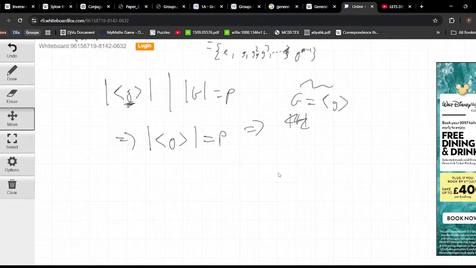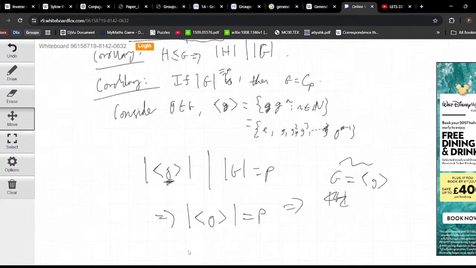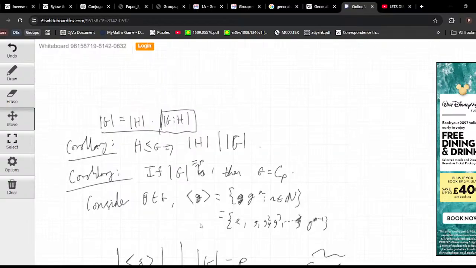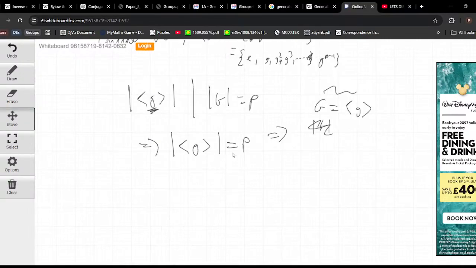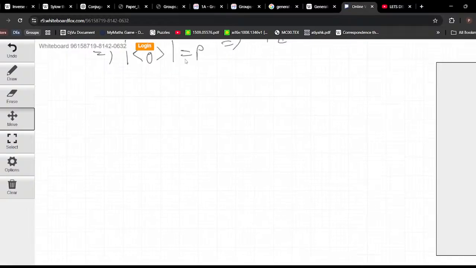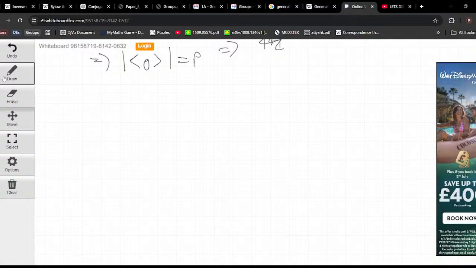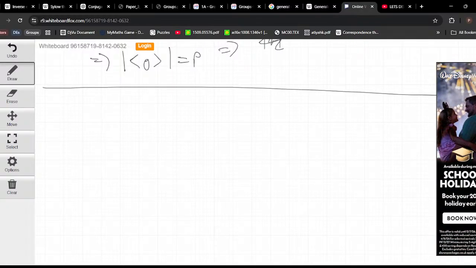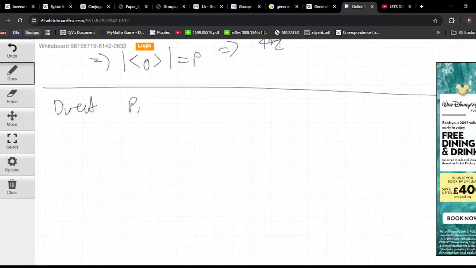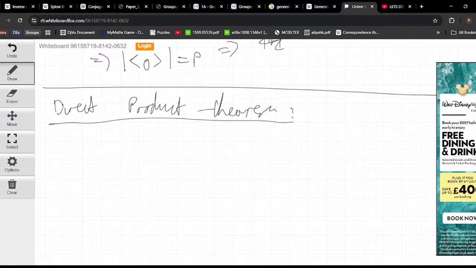Did I have anything that interesting to say about Lagrange? I mean, there's plenty to say. You can prove some number theoretical stuff from Lagrange as well. But now, I think the next theorem I'd like to discuss is the direct product theorem. This one comes in handy sometimes. What does the direct product theorem say?